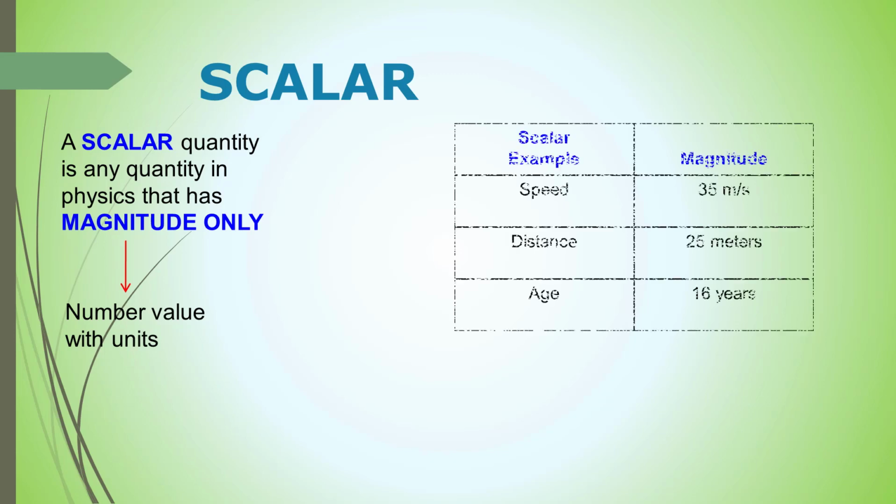For example, if we have speed, its magnitude is 35 meter per second. We are talking about speed over here, not velocity. Velocity is a vector quantity. Distance 25 meters and age 16 years, all these are scalar quantities.